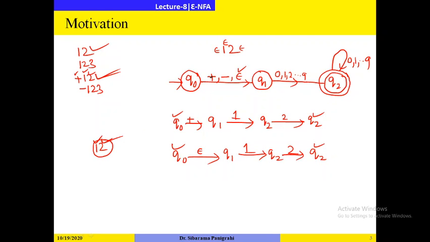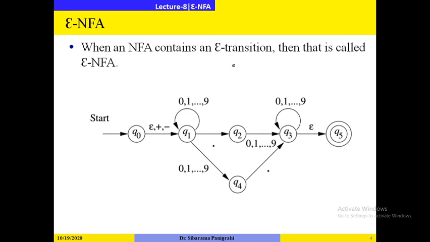Okay, so in such scenarios, we require a transition for epsilon also. Epsilon means it will not take any input, but still it will change the state. And if such epsilon transitions appear in an NFA, then we call it an Epsilon NFA. So what is an Epsilon NFA? When an NFA contains epsilon transitions, then it is called an Epsilon NFA.